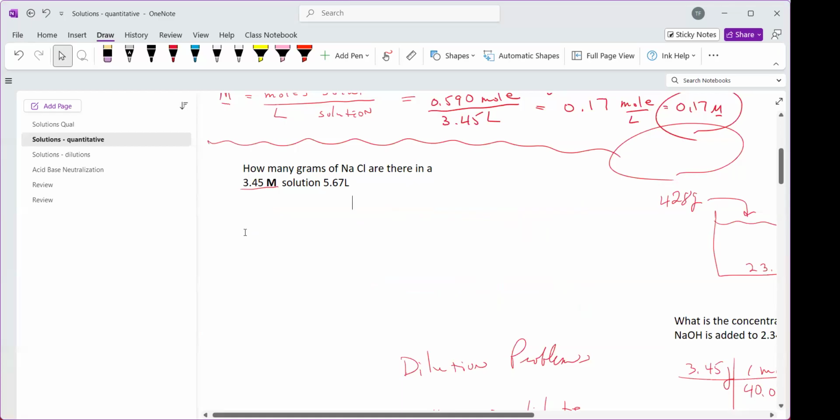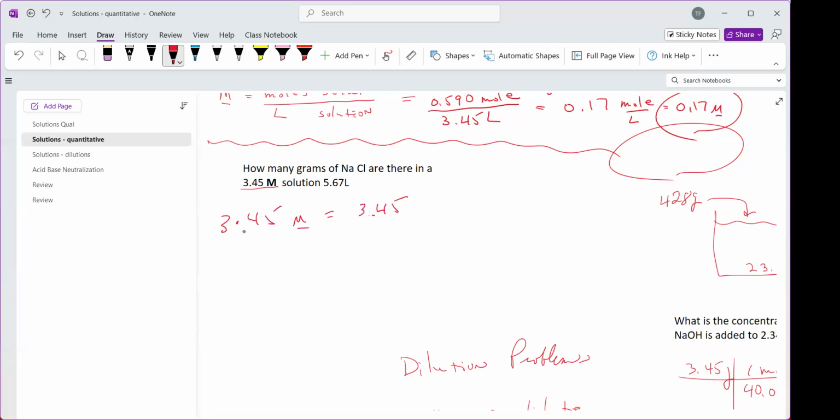Okay, how many grams of sodium chloride are there in a 3.45 molar solution of sodium chloride? And you've got 5.67 liters. Okay, so we need grams here. So how can we get moles if we know the concentration? Well, we need to have the liters cancel. So we've got liters right here. Liters cancel, leaves us with moles.